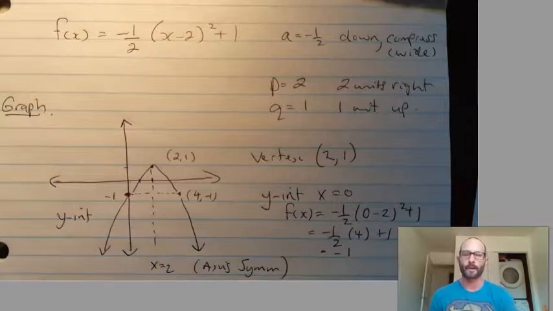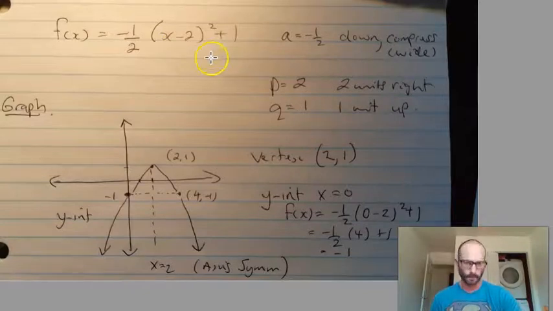Let me help you with that quadratic function question. So there's f(x) = -1/2(x - 2)^2 + 1. Okay, so that's in vertex form, and the first part said identify the features, and then it said try to graph it.